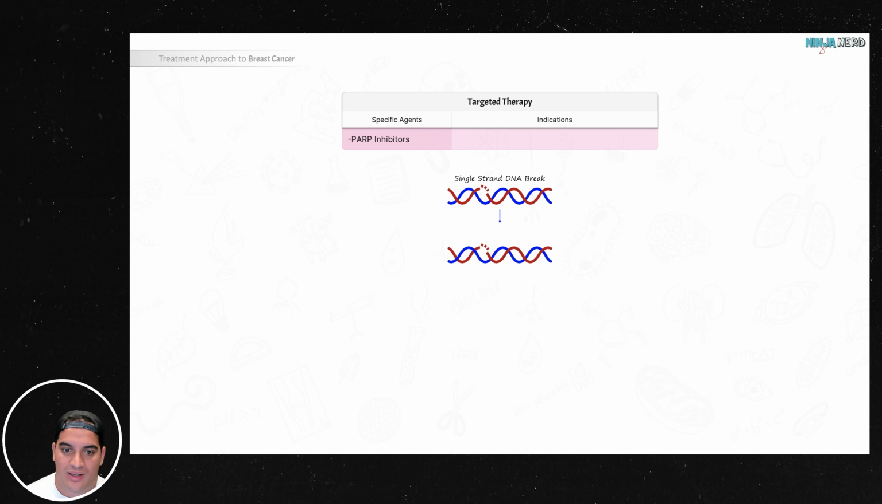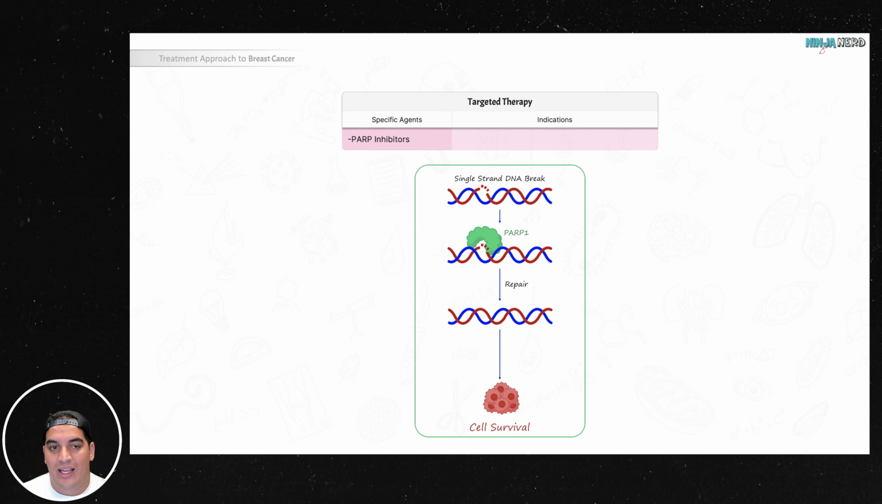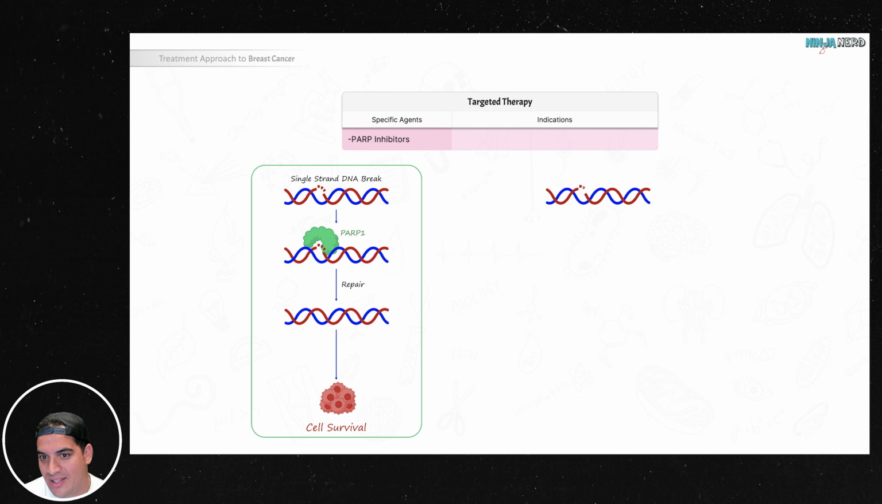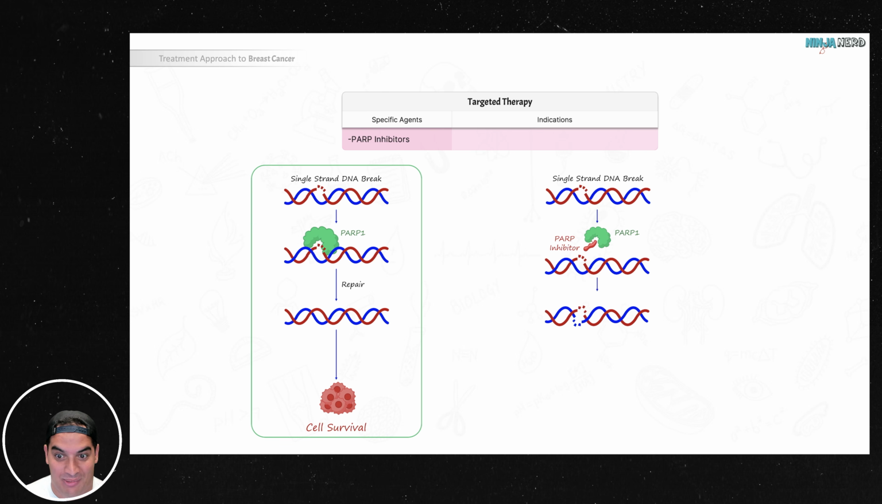So if you get a single-stranded DNA break, PARP enzymes are supposed to come in and help to repair that. Well, let's say I get a break, PARP is supposed to come in, but I give a PARP inhibitor that comes in and blocks that. Can I fix that single-stranded break? No. So then guess what ends up happening? You end up with double-stranded DNA breaks. This is even more catastrophic.